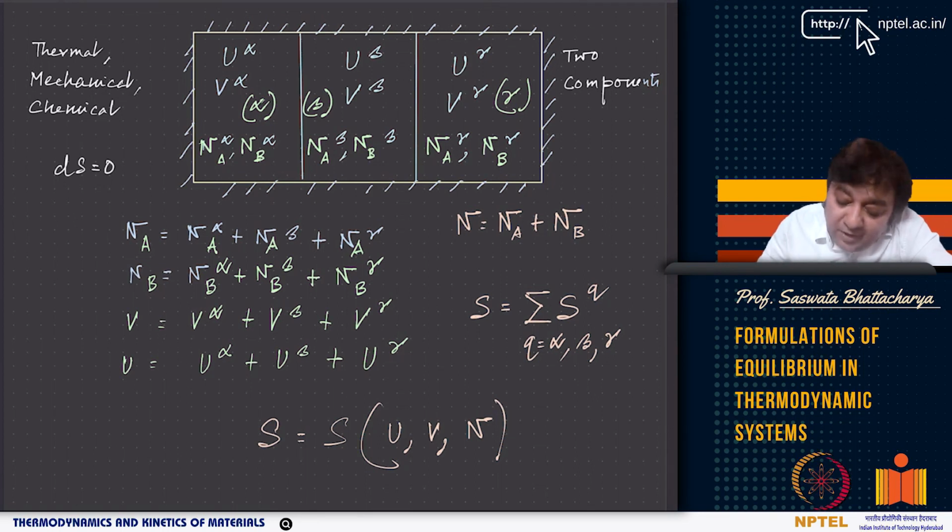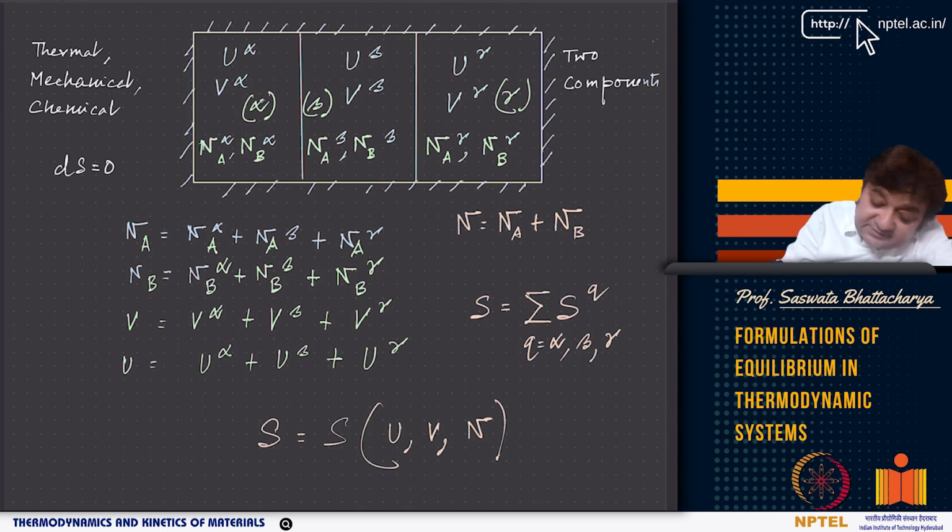Now I remove all these internal constraints. The walls have now become diathermal, permeable to the exchange of A and B. That means A and B can diffuse through these walls, across alpha, beta and gamma. And also the walls are flexible, that means they are movable. So you are allowing a change in volume of the alpha phase, the beta phase, and the gamma phase.